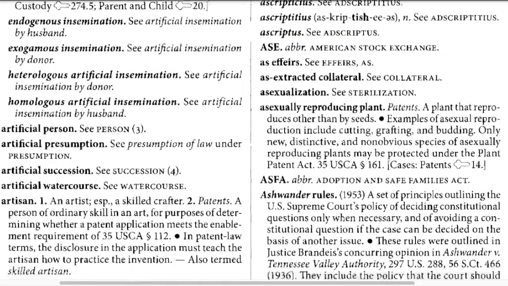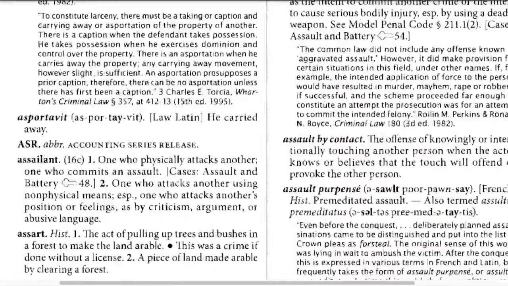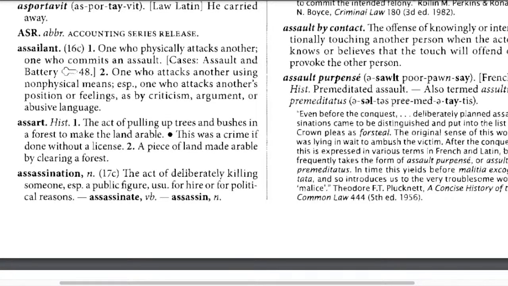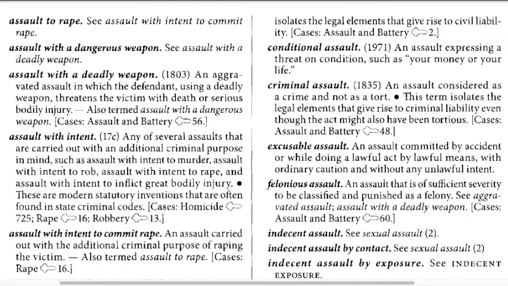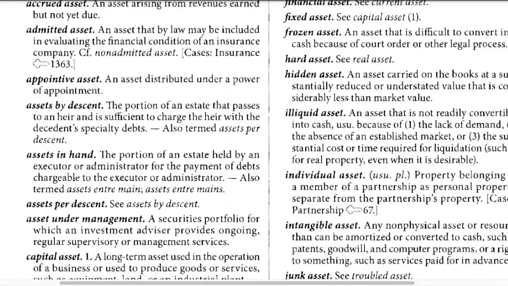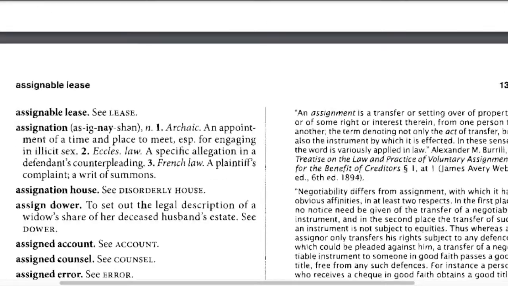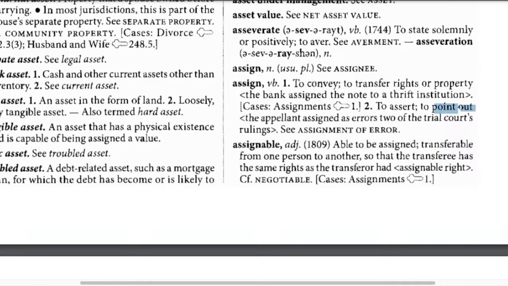We missed it. Oh, wait a second. Did we miss it? Oh, assault. All these sub-definitions really throw me off here. There we go, assign. To convey, to transfer rights or property. To assert, to point out. So we have things like the bank assigned the note to a thrift institution. To convey, to transfer rights or property. Assignment of error. And it's also to assert, to point out. So assignable is transferable, so that the transferee.